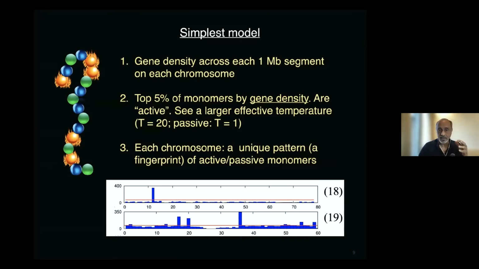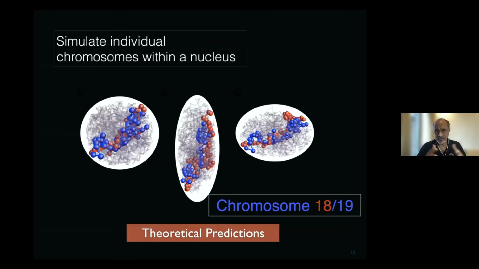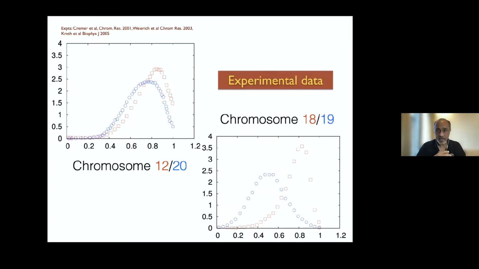And so the next step, of course, is to simulate individual chromosomes within the nucleus, change the nuclear shape. This is a spherical nucleus, a flattened nucleus, etc. And look, for example, at specific chromosomes. Where is chromosome 18? Where is chromosome 19? And you can look at experimental data, which looks at chromosome 18 and 19, and chromosome 12 and 20, any chromosome for which there is enough data.